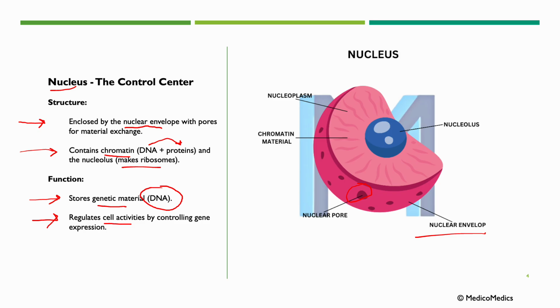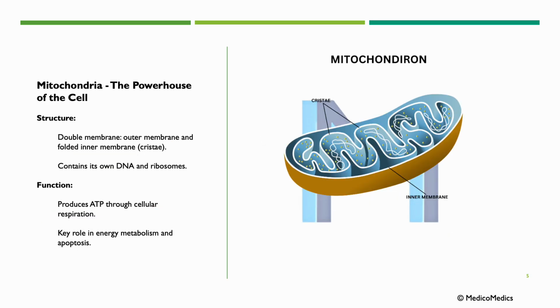Now let's look at how energy is created in the cells. When we talk about energy and the production of ATP, we talk about the mitochondria, known as the powerhouse of the cell. The structure is a double membrane. There is an outer membrane, seen here, and a folded inner membrane, also known as crista.